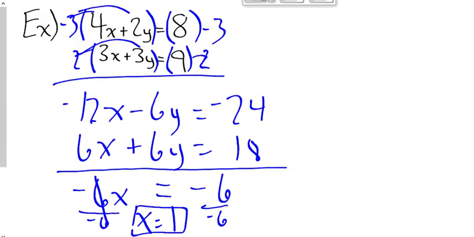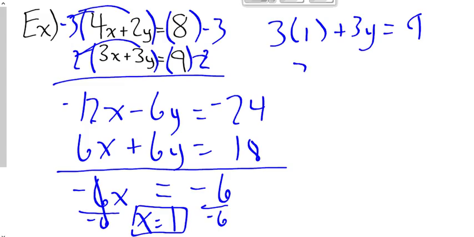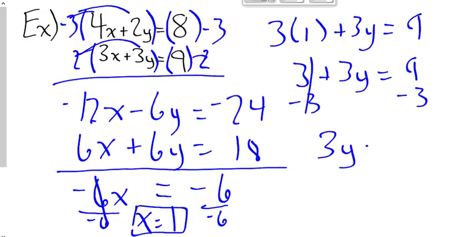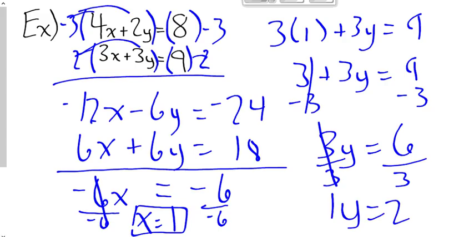There's my x. Process is the same. I don't know, this time I'll choose the bottom equation. Why not? So I've got 3 times 1 plus 3y equals 9. 3 plus 3y equals 9. Subtract 3, subtract 3. 3y equals 6. If I divide by 3, divide by 3, y equals 2. So there's my solution: x is 1 and y is 2.